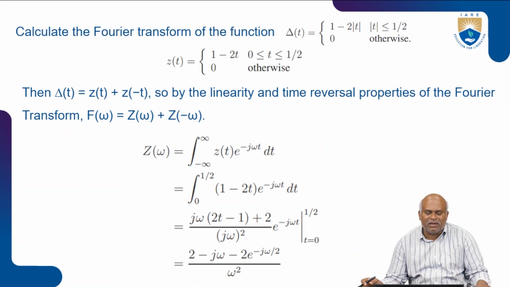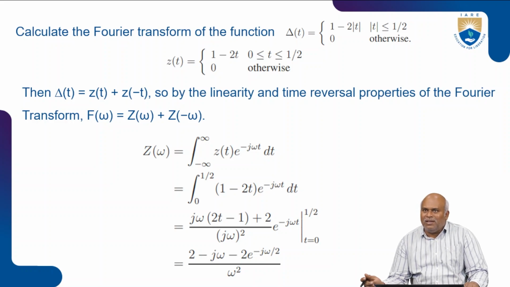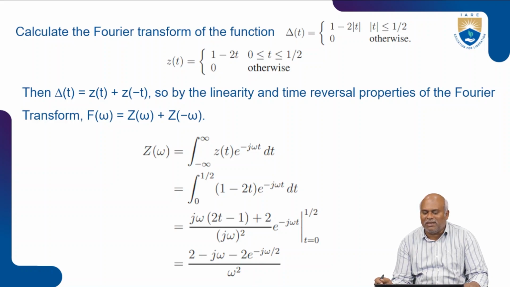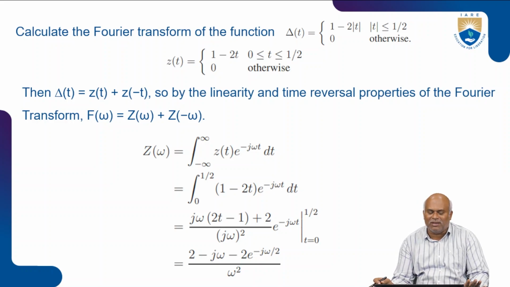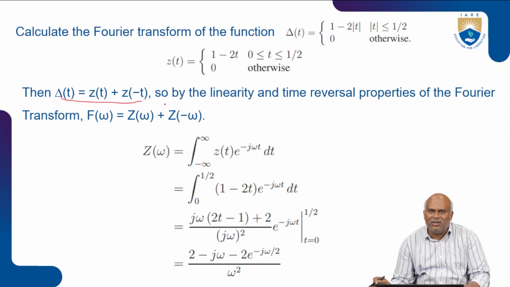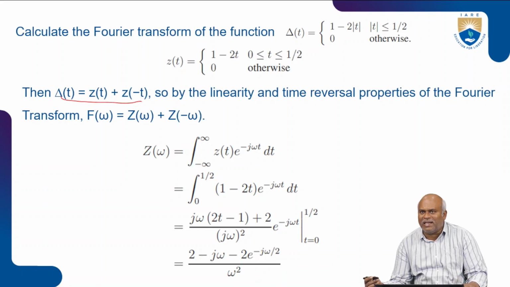For the next example, calculate the Fourier transform of the function f of t equal to 1 minus 2 mod of t, where mod of t is less than 1 by 2, 0 otherwise. I should take the input x of t equal to 1 minus 2t for 0 less than t less than 1 by 2, 0 otherwise. So we know f of t is z of t plus z of minus t. This uses the linearity and time reversal property of the Fourier transform.